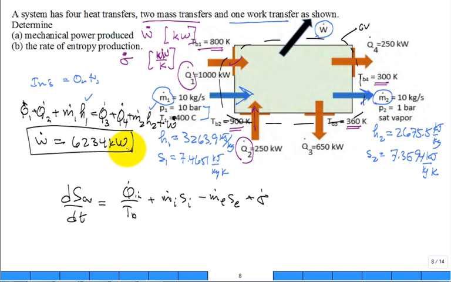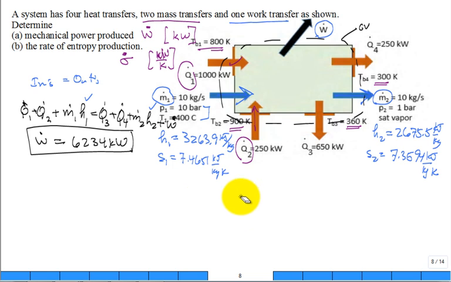So if the energy balance was used to calculate the answer for part A, what balance do we use to calculate the answer for part B? Entropy, the second law. So we have, here, we're just going to modify it. I'll just erase it, make it a little easier.